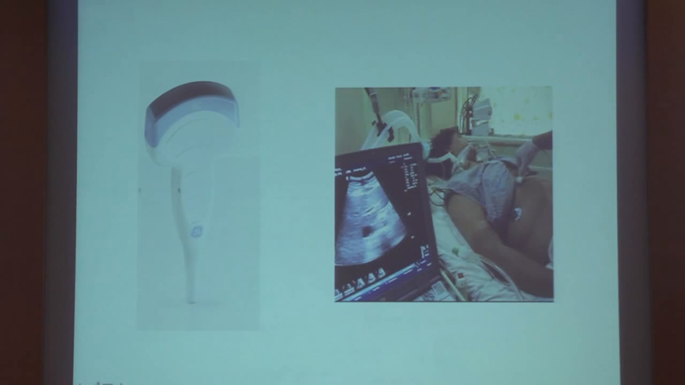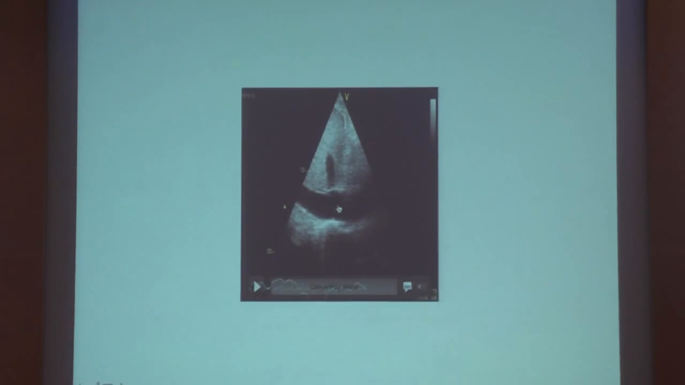The second method is to look at the IVC, which is the inferior vena cava. To view the inferior vena cava, you need to have a probe like this. It's a curvilinear probe. You place the probe in the epigastrium like this, and when you do that, you get a short axis view of the IVC, which is a cross-sectional view, as you see here. And then you turn the probe around to get a long axis view of the IVC, as you see here.